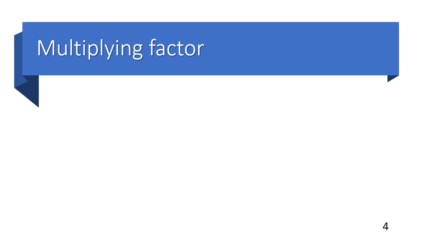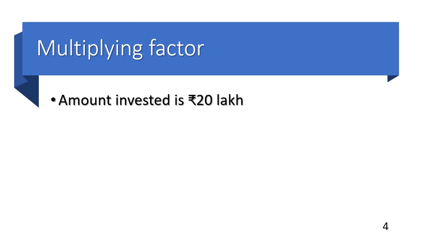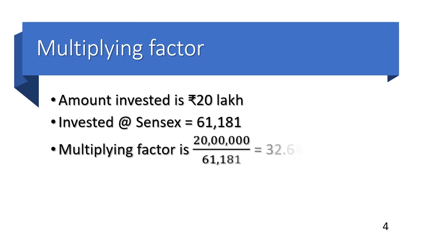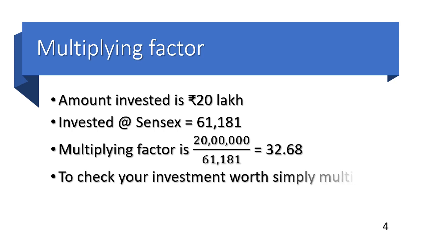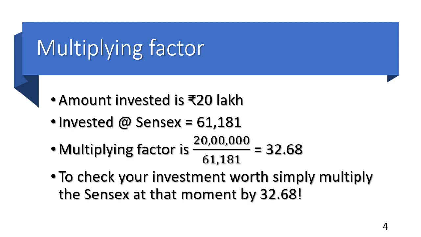Now we'll discuss the concept of multiplying factor. This is something that you're going to use every day. Suppose you have invested an amount of 20 lakh rupees today when the Sensex was at 61,181. The multiplying factor is simply 20 lakhs divided by 61,181, which roughly translates to 32.68. So now, in order to check your investment worth, simply multiply the Sensex at that moment by 32.68. And if you go and check your balance, you will find that this works perfectly.